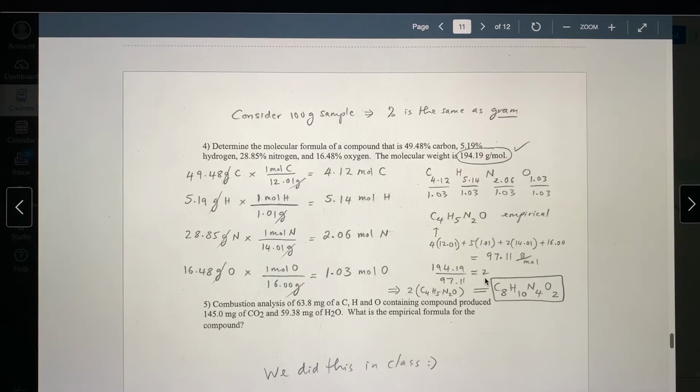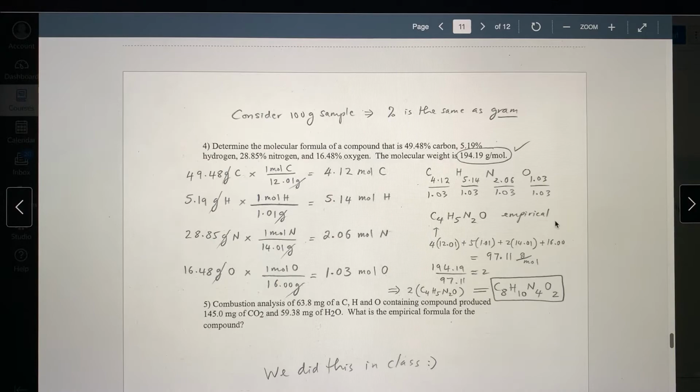So the molecular formula is simply double the empirical formula. It's a multiple of the empirical formula. In this case, it's double because the molar mass is double. 194.19 is double 97.11. So you multiply by 2. That's what double means. And when you multiply it by 2, you get C8H10N4O2. That's the molecular formula. And it's okay. It doesn't have the lowest whole number ratio, but that's okay because it's a molecular formula. Lowest whole number ratio is only for empirical formula.